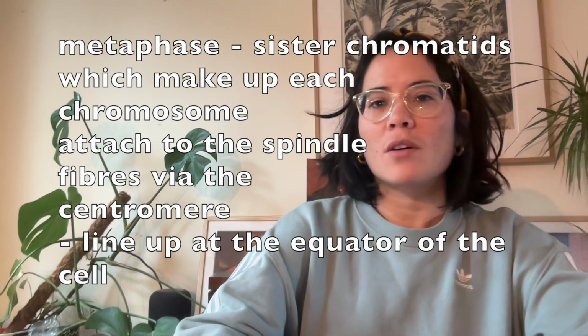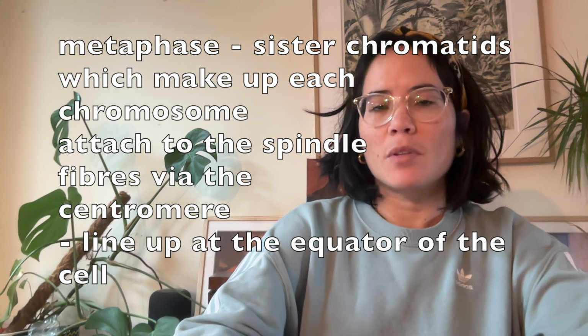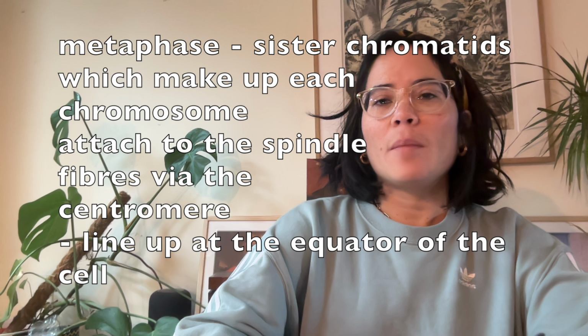Metaphase now, so the sister chromatids, which the chromosomes are comprised of, attach to the spindle microtubules via their centromere, and they line up at the equator of the cell. And if you've seen any micrographs, you'll recognize this very clearly. You'll see all those chromosomes lined up at the centre of the cell, its equator.